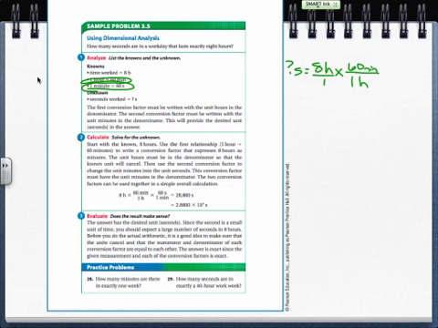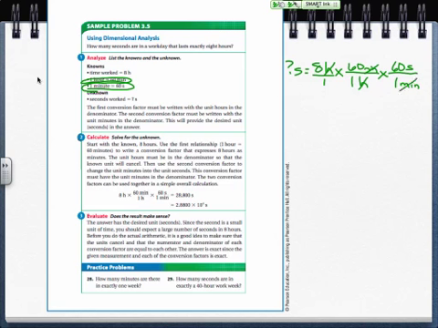I've got 60 minutes on top. I want to make those seconds, so I need to put minutes on the bottom. So 1 minute, seconds on the top, 60 seconds. If I do this right, you should be able to cancel out everything but the term that you're looking for.